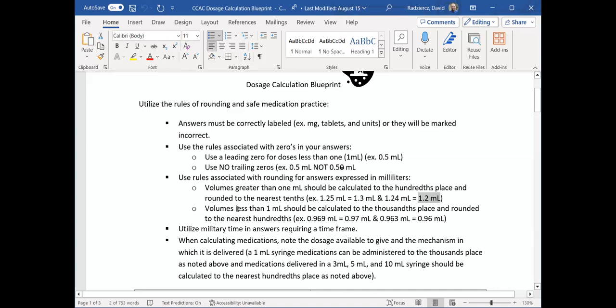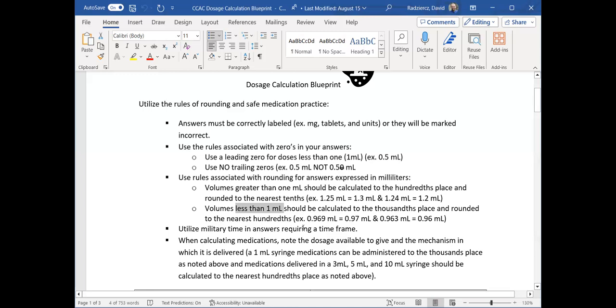Now, what about volumes less than 1 milliliter? For volumes less than 1 milliliter, we're going to take it back a decimal place. If the answer applies, we're going to take it down to the thousandth place and then round to the nearest hundredth. The reason we're doing that is because when you get into smaller dosages, you can give somebody a smaller amount.